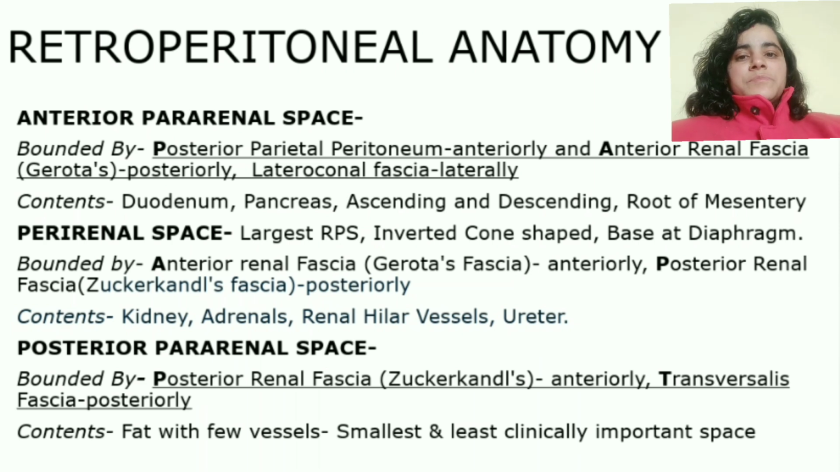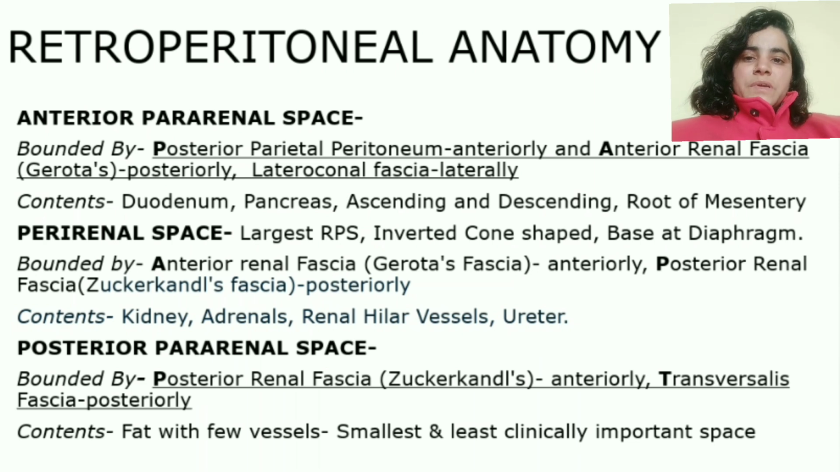Now the perirenal space is the largest retroperitoneal space, and it's an inverted cone shape, with the base lying over the diaphragm and the apex made by the pelvic inlet. It's bounded by the anterior renal fascia anteriorly and the posterior renal fascia, that is the Zuckerkandl fascia, posteriorly. Contents are kidney, suprarenal glands or adrenals, renal hilar vessels and ureters.